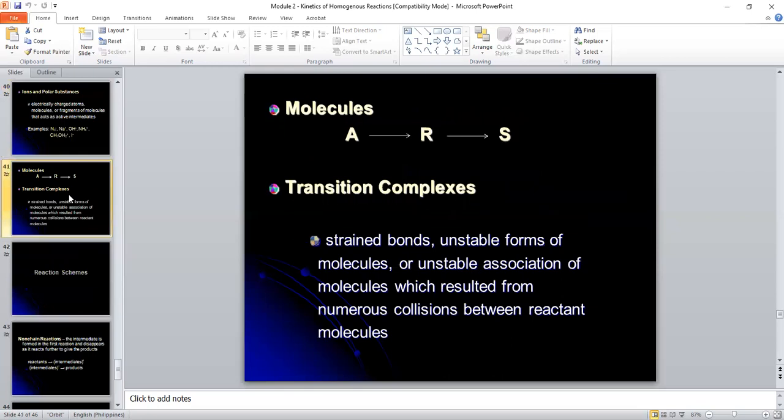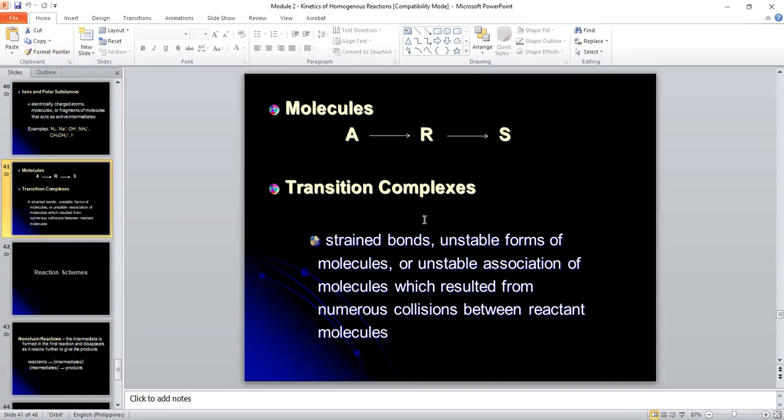Now, the third type is the molecules. In the case of this two-step series reaction in the formation of the final product S, this R is an intermediate. It's a molecule. It's in the form of a molecule.